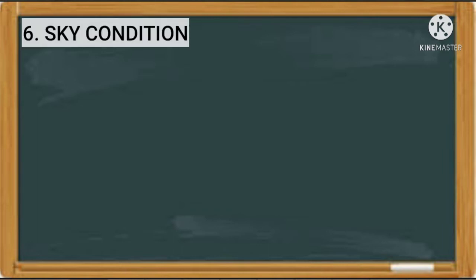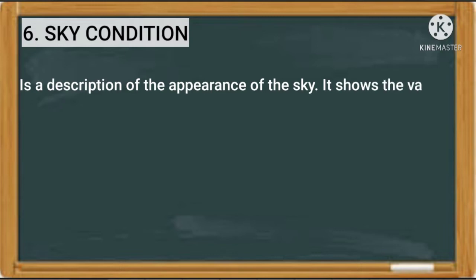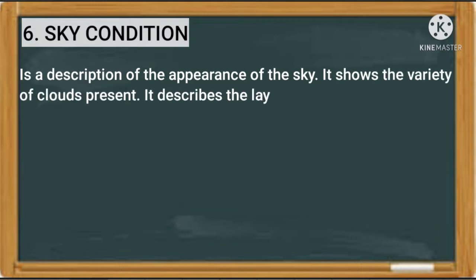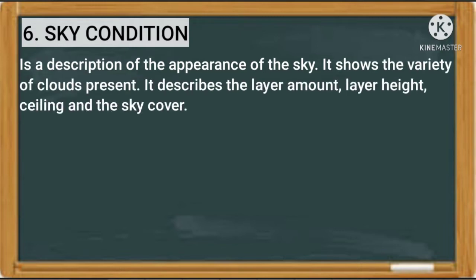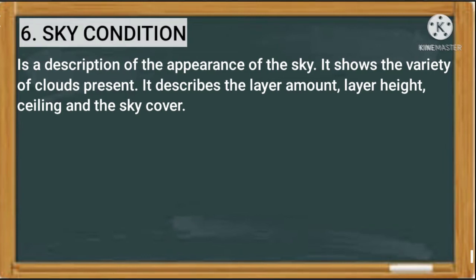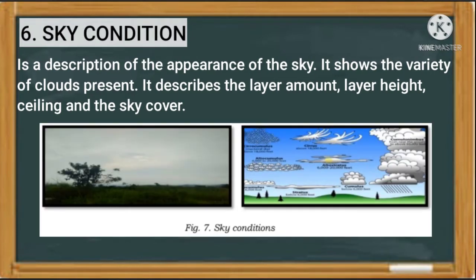Number 6 is the sky condition. It is a description of the appearance of the sky, and it shows the variety of clouds present. It describes the layer amount, layer height, ceiling, and the sky cover. As you can see on the screen, figure 7 illustrates the sky condition. So you can see there the different cloud formation.